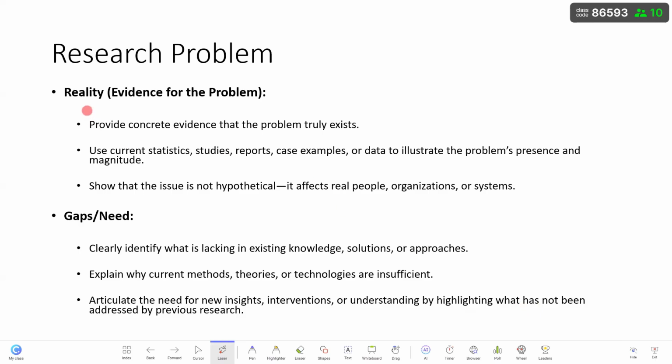That's why we have a problem now, because we don't have sufficient knowledge to solve it in the current knowledge base. So the gaps, or the need for the research, need to be emphasized. Basically, these two components need to be included in the problem paragraph for your research. Apart from that, there are some other things I will highlight later on, but for now, we will focus on these two.